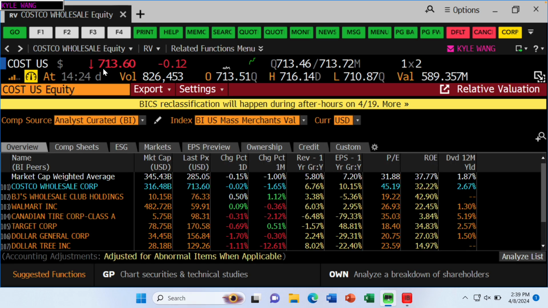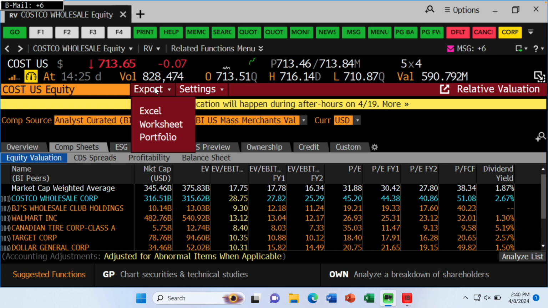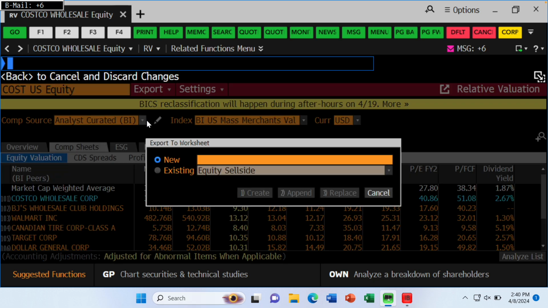And we're going to either use the analyst curated or the BIX. Notice that for Costco, their BIX is going to change on 419. So in this case, I'll use the analyst curated. But these are the analyst curated peers for the company I'm looking at, in this case Costco. So these are representative discount retailers. And we're going to go to the tab that says comp sheets. And the first comp sheet is called equity valuation. And we're going to export that worksheet to Excel.